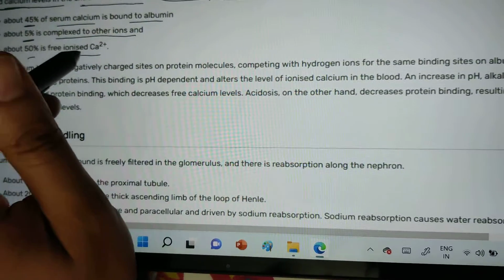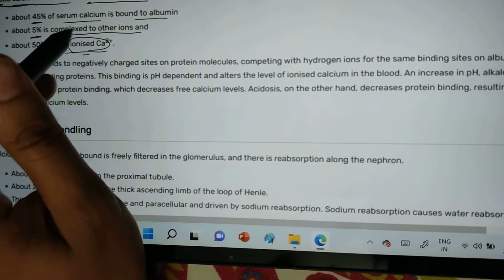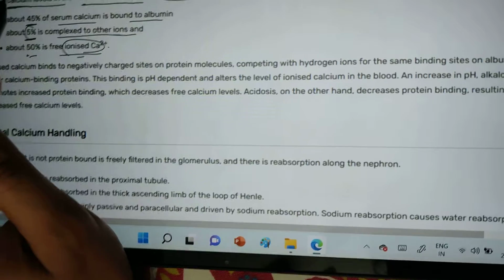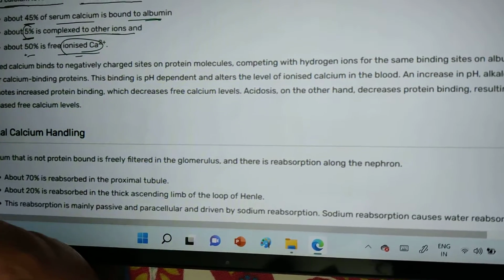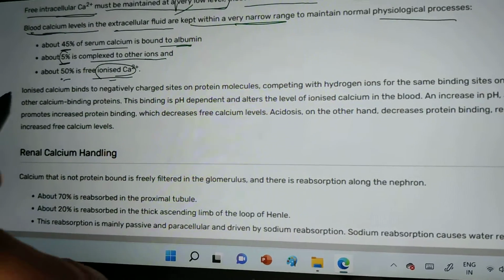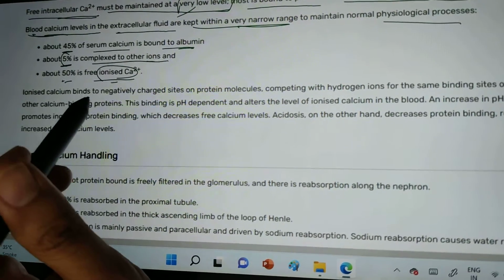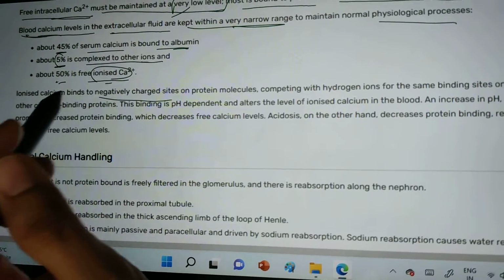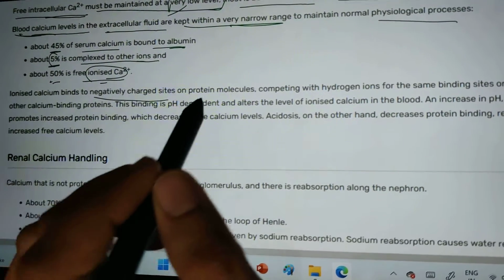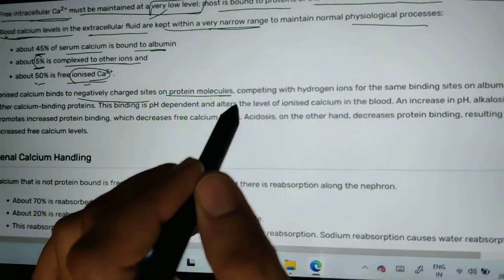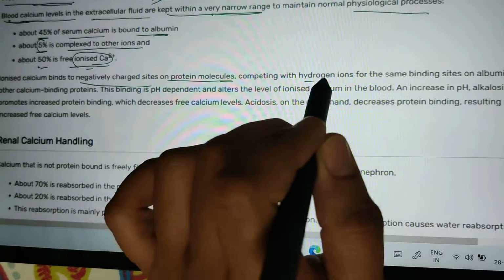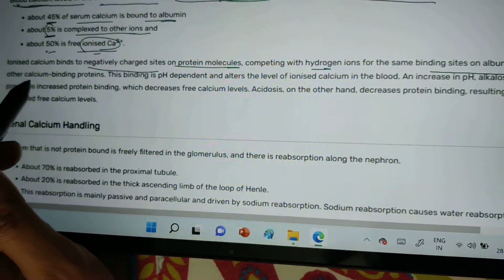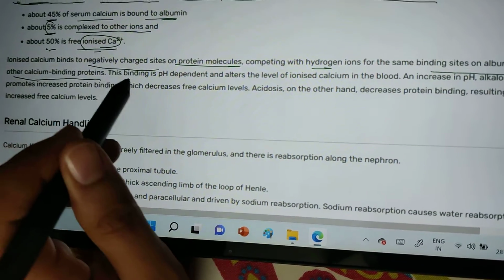So ionized calcium is 50%, complexed to other ions is 5%, and 45% is bound to albumin. Then ionized calcium binds to negatively charged sites on protein molecules, competing with hydrogen ion for the same binding site on the albumin and other calcium binding proteins.